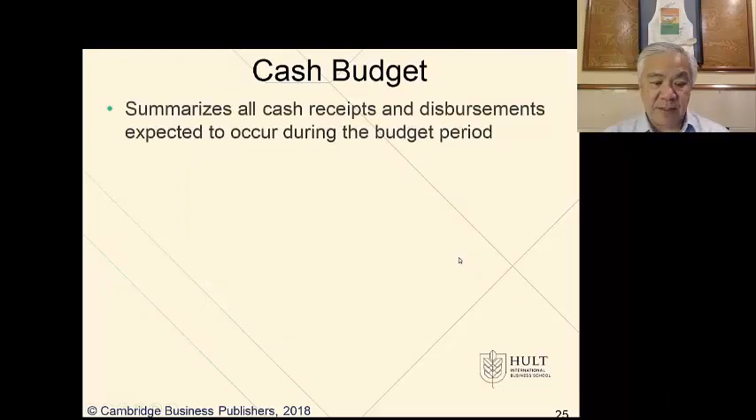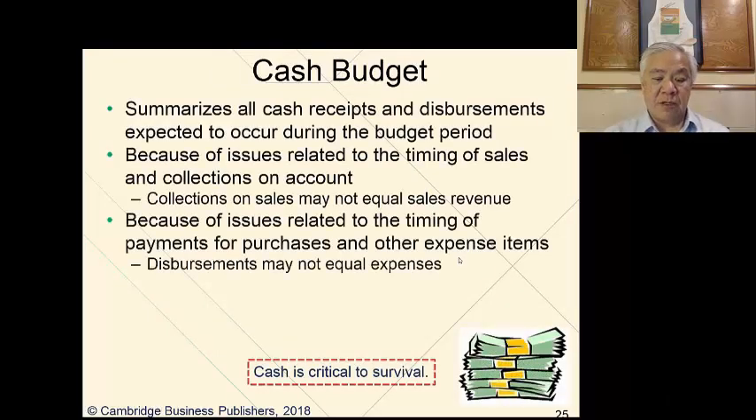Next, we would look at the cash budget. So this is a tricky one because we're going to pull together all the cash receipts, all the cash disbursements, and we're looking at timing because sometimes we sell something to a customer and they don't pay in this month. Or sometimes we buy something from a vendor and we don't pay this month. So we have to take into account the cash flow as opposed to simply the accrual basis revenues and expenses.